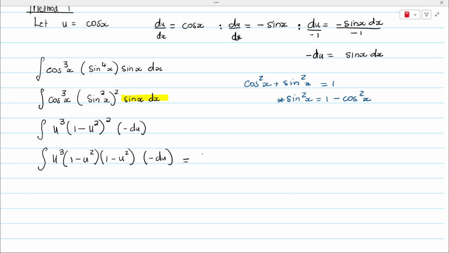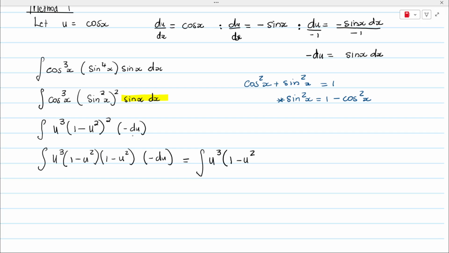So this further simplifies to be, so I put back the integration sign, u exponent 3, open bracket. So it's 1 times 1, this will be 1. Negative u squared multiplied by 1, this will be negative u squared. Negative u squared multiplied by negative u squared. So I know that negative multiplied by negative will become a positive. Did I miss something? Yes, I did miss something. Let's see.